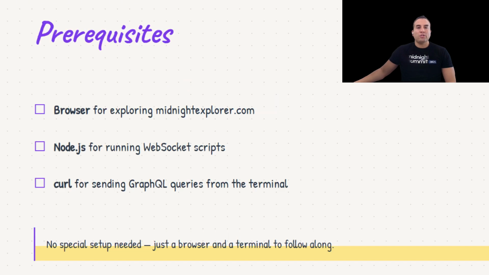For this section, you just need three things. A browser for exploring midnightexplorer.com, Node.js for running our WebSocket script, and curl for sending GraphQL queries from the terminal. That's it. No special setup, no Docker. We will be querying the hosted preprod Explorer and indexer, so everything runs against live test data.